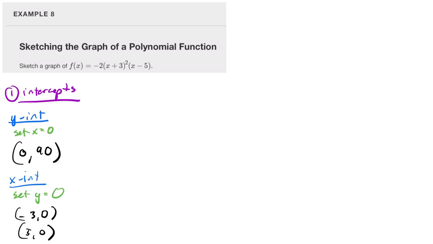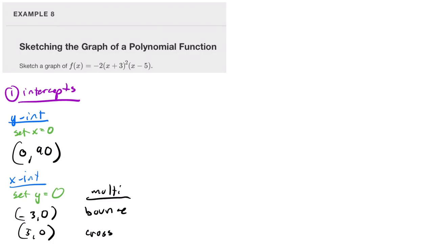We can also talk about the multiplicity. So when x is -3, it has an even multiplicity. So it should bounce off the x-axis. This one is going to bounce. And when x is 5, it has an odd multiplicity. So that one's linear, so it's going to cross nearly in a straight line. So it's going to cross the x-axis. Okay. So that's using the multiplicity.